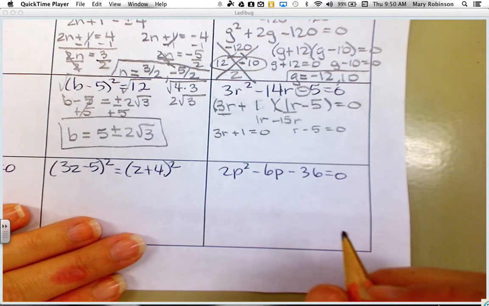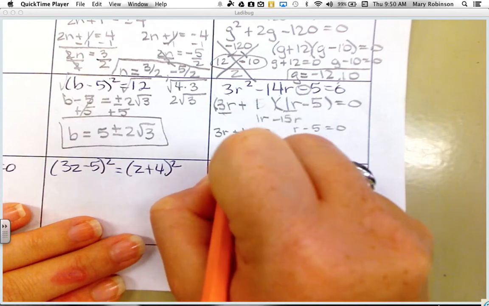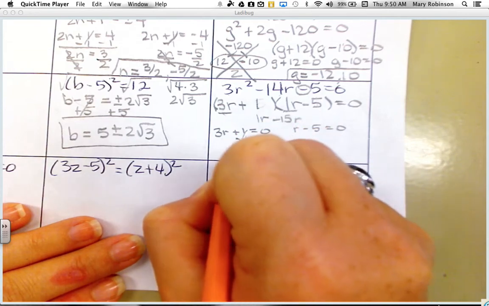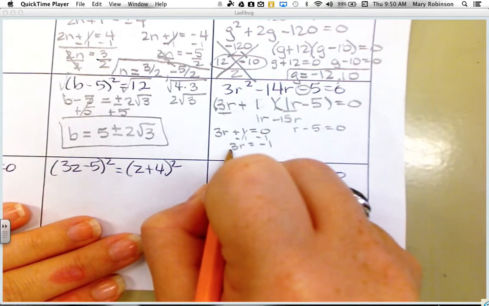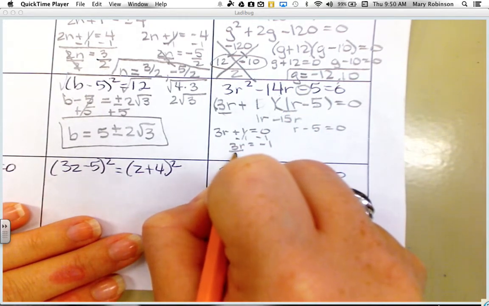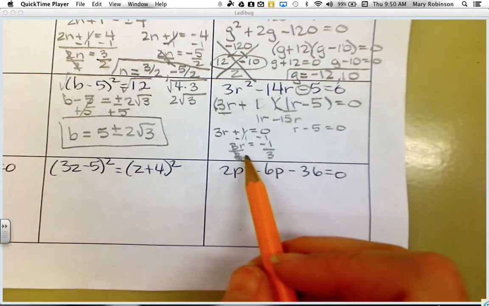So 3r plus 1 equals 0. What do I have to do to solve for r? Subtract 1, then what? Divide by 3. So I hope that some of y'all will get to the point where you can kind of do that in your head.